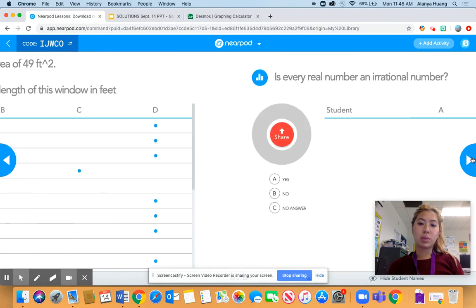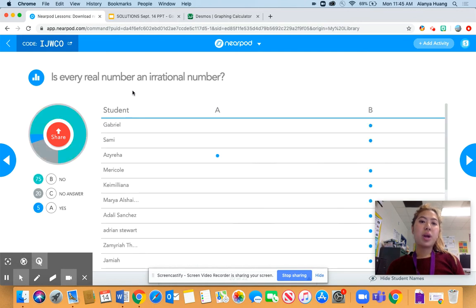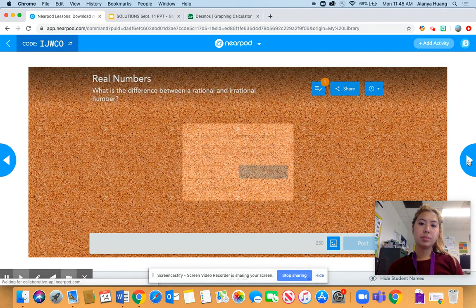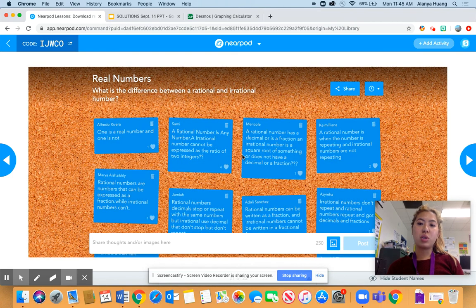That was a poll. Then we have, is every real number an irrational number? Answer choice A was yes, answer choice B was no. The answer was no, because every irrational number is a real number, but real numbers don't have to be irrational numbers because they can also be rational numbers. Then students answered the question, what is the difference between a rational and irrational number?